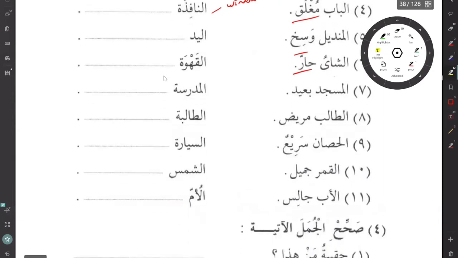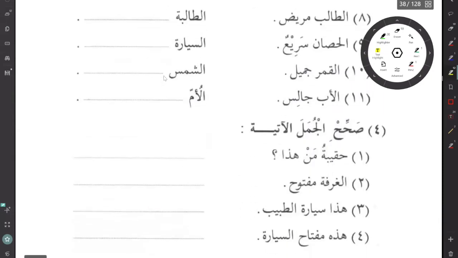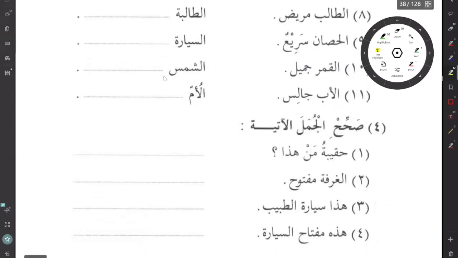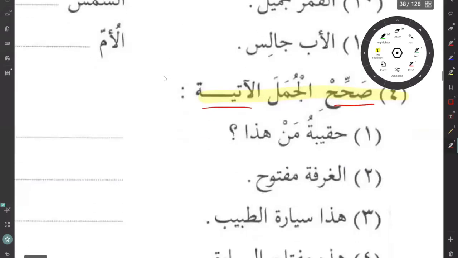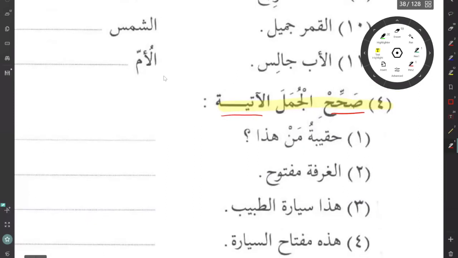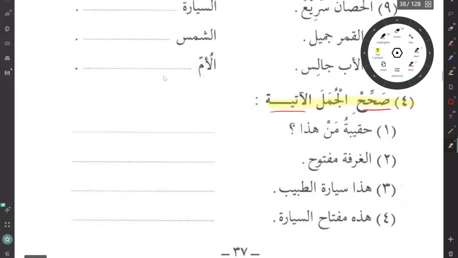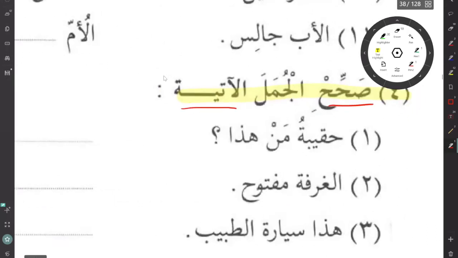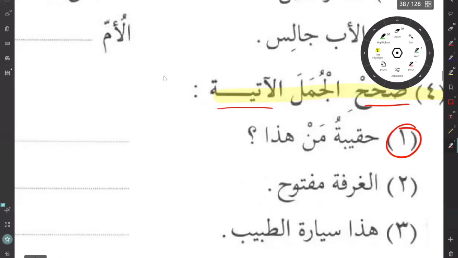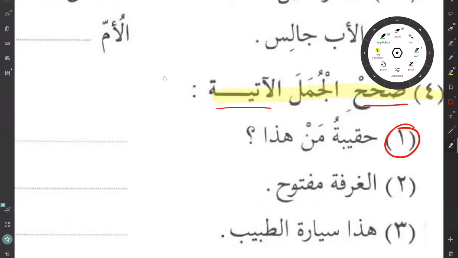Now, if you don't have a question, we can probably start from number 4, which says صح الجمل الآتية. Yeah, so it's just asking you to correct the following sentences, right? So that means there's something wrong with this sentence. So let's do number 1. So what do you think is the problem with this number 1?